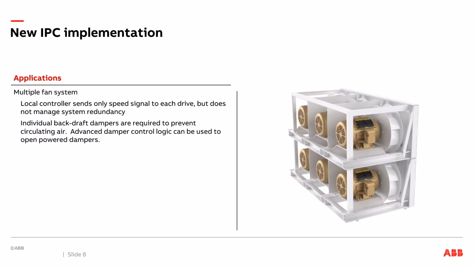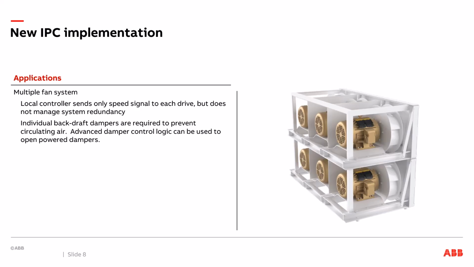Now, what is required in a fan application system is to make sure that you do have backdraft dampers on each of the motors, because otherwise you'll have circulating air flowing. These could be simple barometric or gravity-fed dampers, or maybe it's a larger parallel fan system where you have motorized dampers. If you have motorized dampers, you can use advanced damper control logic in conjunction with IPC in the drive so that the motorized damper will open first before the motor starts spinning.